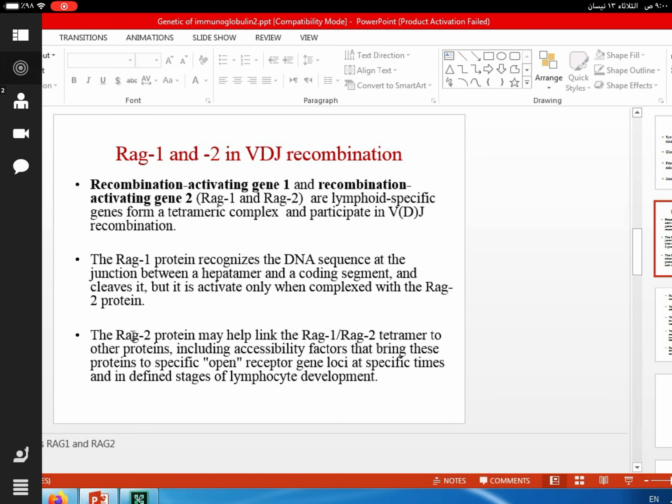The RAG2 protein may help link the RAG1, RAG2 tetramer to other proteins, including accessibility factors that bring this protein to specific open receptor gene loci at a specific time and defined stage. Notice, a specific time and defined stage of lymphocyte development.